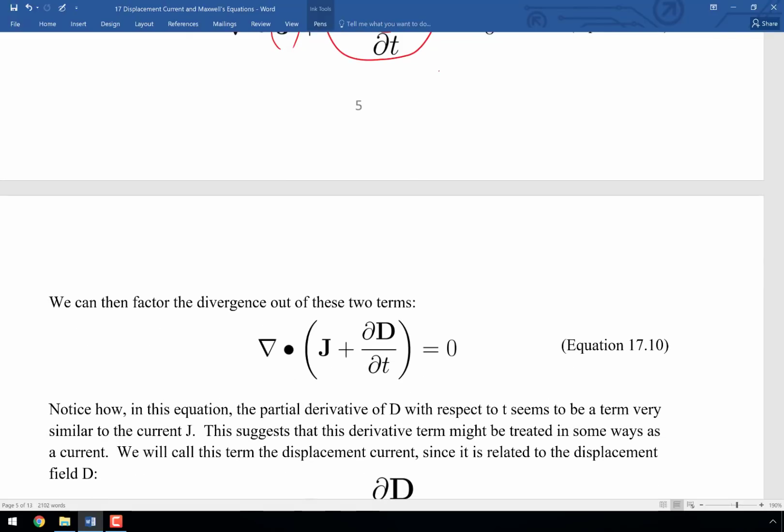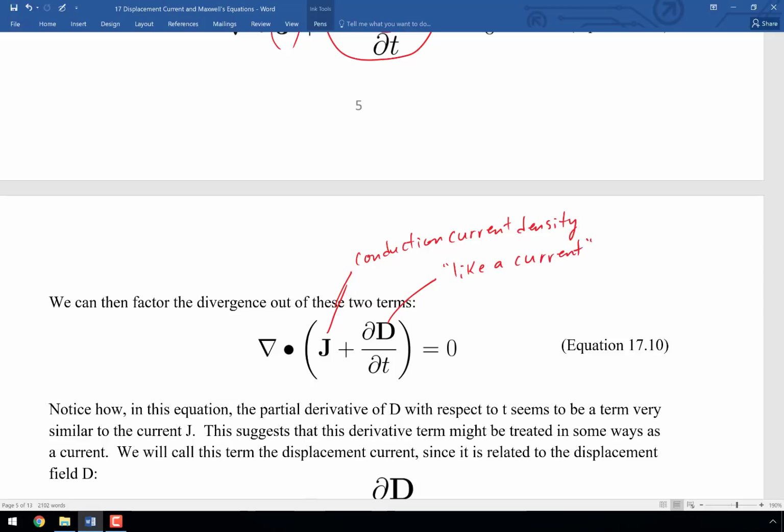What that makes me think about is that this first term, which I'll call the conduction current density, is just what we've been thinking of. This is what we've been calling current density for the entire semester so far. But there is a second term here, and that is the partial of D with respect to t. This seems to sort of be like a current.